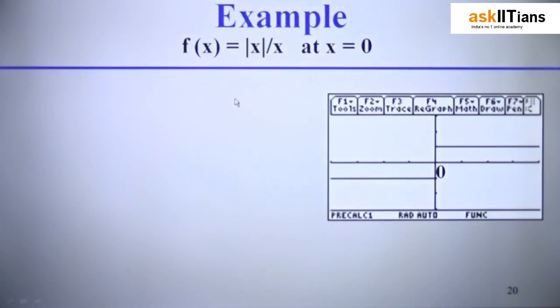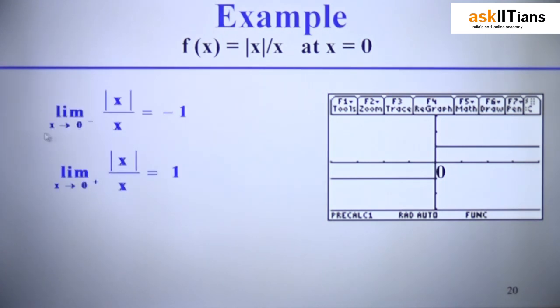Now let's make it stronger with an example. Suppose you have the function mod x by x at x equal to 0. We know that mod x is treated like x when the value of x is greater than 0, and mod x is equal to minus x when the value of x is less than 0.